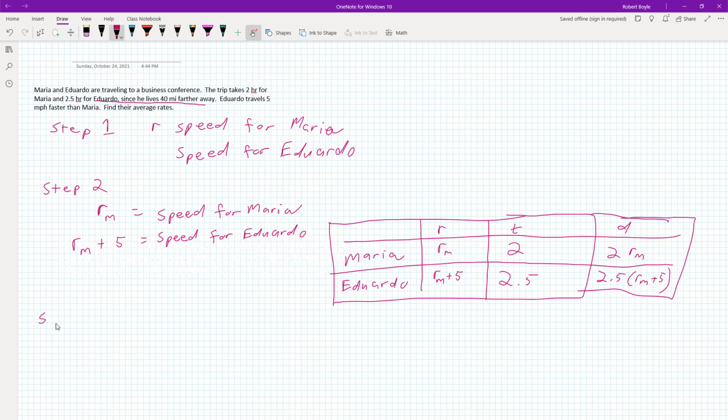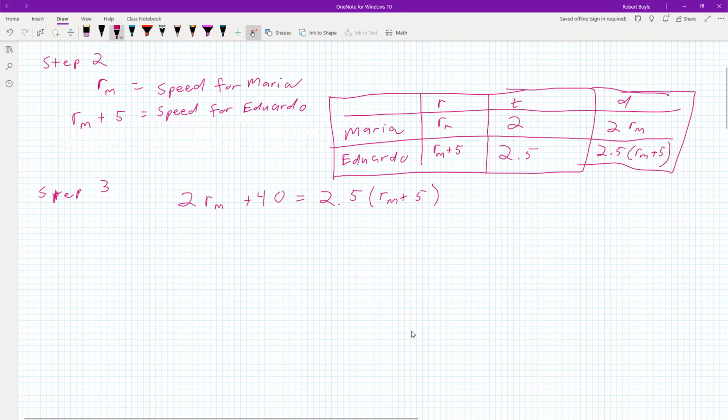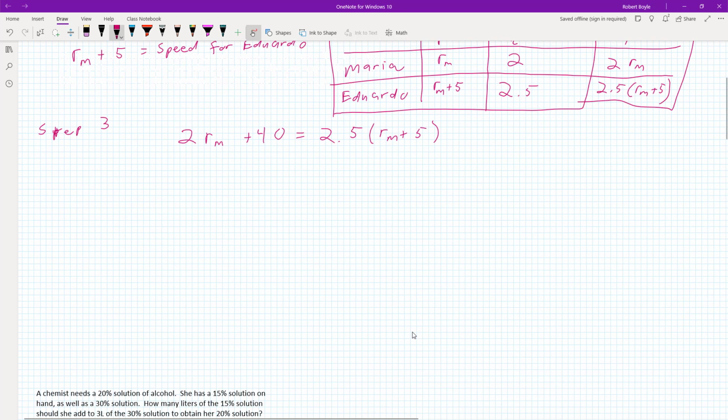So in step 3, we can actually use this table to figure out our equation. Now notice that Maria went a distance of 2 times r sub m. That's how far she went. And Eduardo has to travel 40 miles farther. So if we take Maria's distance and add 40 to it, we will have the distance for Eduardo. And there is our equation. Now step 4 is to solve the equation. So let's go ahead and do that.